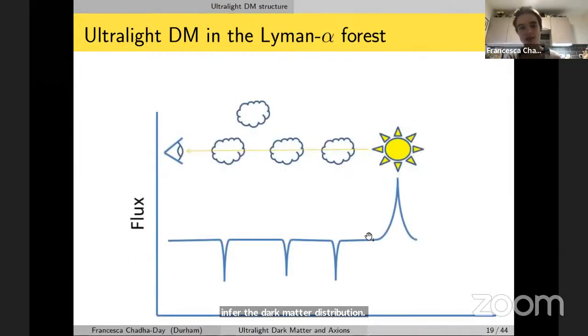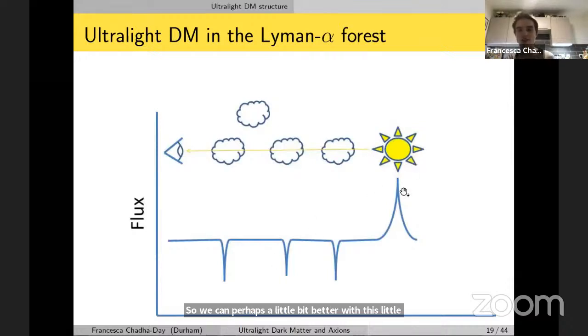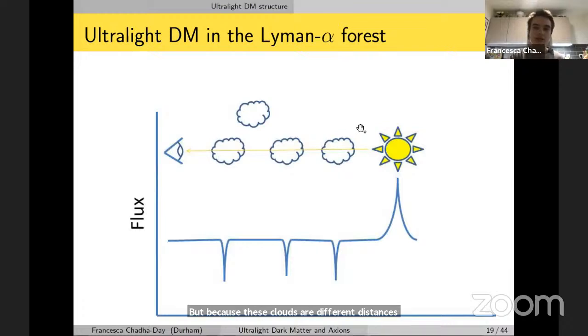We can perhaps see this a bit better with this little cartoon. You've got some star over here that's emitting light. As that light travels to us, it's passing through various gas clouds. Each cloud is absorbing light at the same wavelength, so you're getting these absorption lines. But because these clouds are different distances from us, the lines are redshifted as they come to us. So for each cloud, we get an absorption line at a different energy. And because we know the energy of the Lyman alpha line as measured on Earth, we can use this to infer the redshift of all of these clouds.